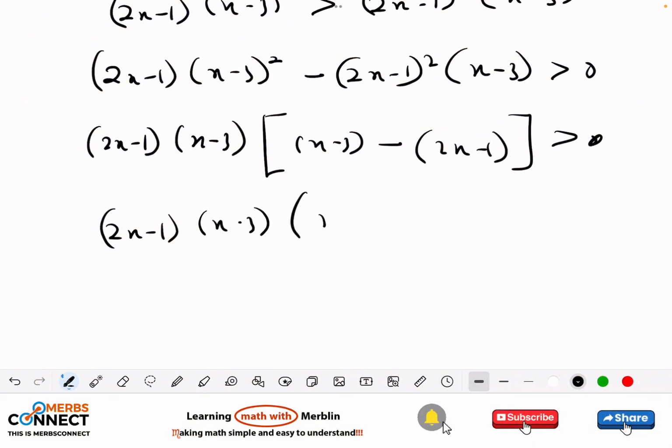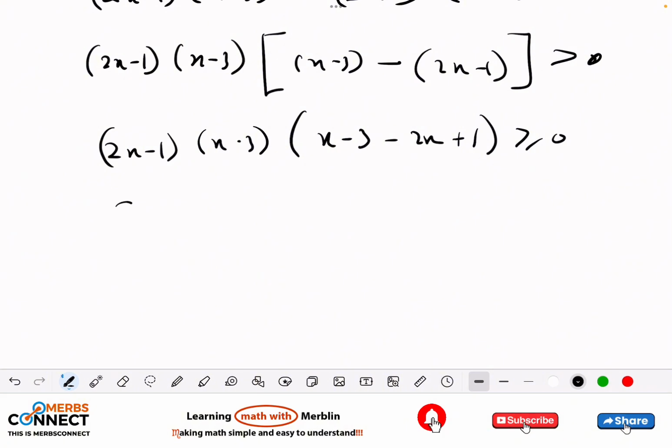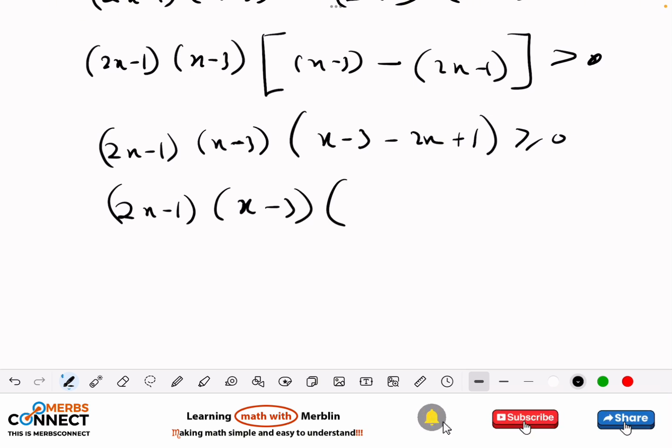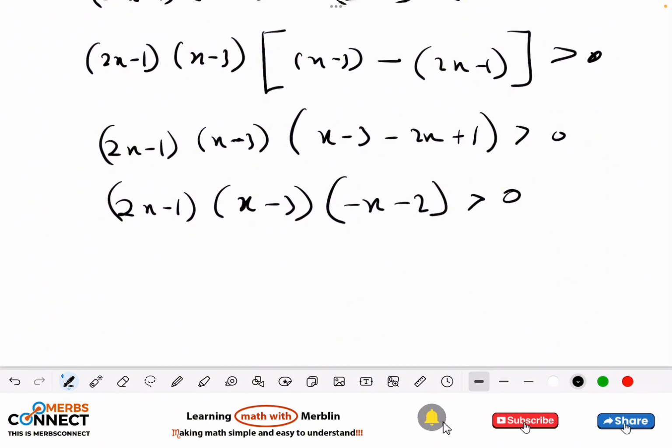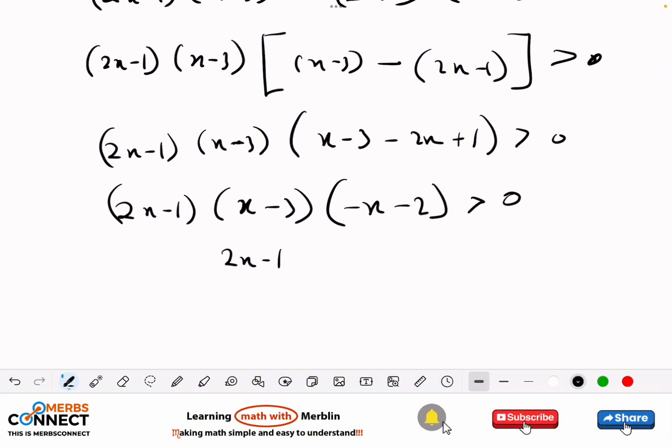In the bracket here, I have x minus 3 minus 2x minus 1, no, plus 1, greater than 0. So 2x minus 1, x minus 3. In the bracket here, we are going to have minus x, minus 2, greater than 0. Good. So this is what you are going to get. So now what we can do is we can just solve them. So 2x minus 1 is greater than 0.